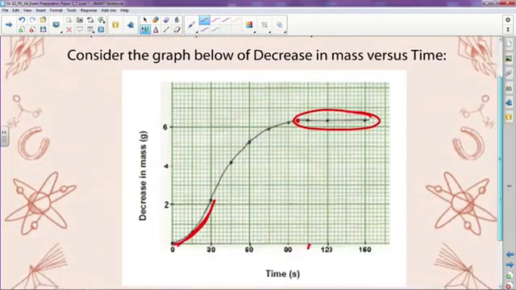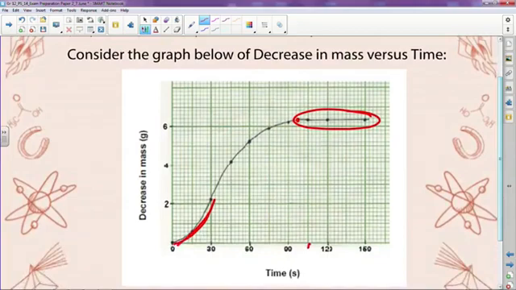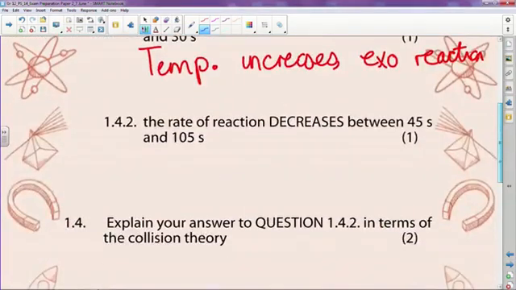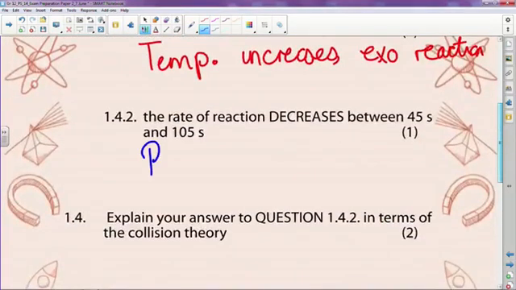So now we go, well, between 45 seconds, which is this part here. So now we're looking at this part of the graph, and you can see it's slowing down. Now it starts to slow down because now we've used up reactants. Okay, why? Because the reactants are being used up. Okay?